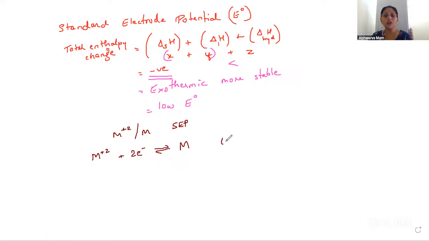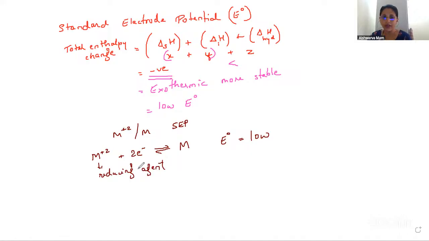The E naught, the standard electrode potential for this particular reaction, if it is low, what does that mean? If it is low, it means that the tendency of the metal ion to undergo reduction is less. That means this particular metal will act as the best reducing agent. It will act as the best reducing agent, that is, it will help for reduction.